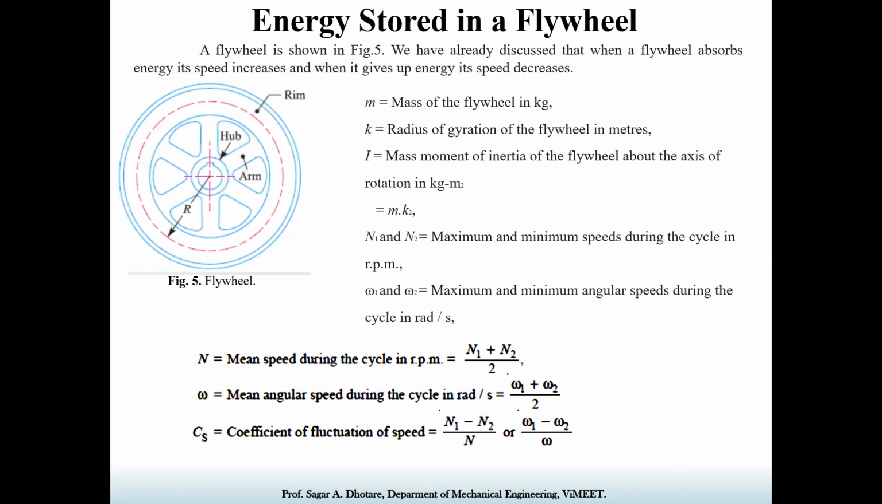k is the radius of gyration. I is the mass moment of inertia of the flywheel at the axis of rotation, that is mk². N1 and N2 are the maximum and minimum speed during the cycle, in revolutions per minute. Omega 1 and omega 2 are the maximum and minimum angular speed during the cycle, in radians per second. The mean speed N is (N1 plus N2) divided by 2, the mean angular speed omega is (omega 1 plus omega 2) divided by 2, and the coefficient of fluctuation of speed is (N1 minus N2) divided by N.